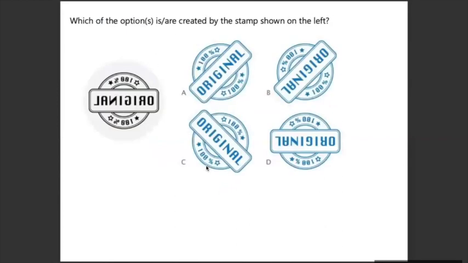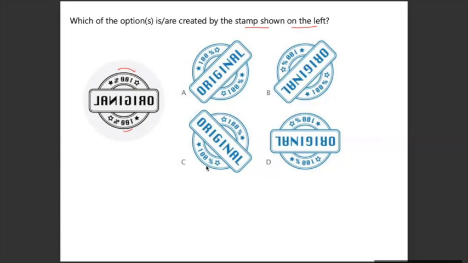Which of the options below is or are created by the stamp shown on the left? If you observe the stamp on the left, the number 100 and 100 are all mirrored. The original is also mirrored. So I will first look at which one, when I do the stamp, gives its mirror, which means the actual number 100 looks like this and the original looks like this, exactly like that.